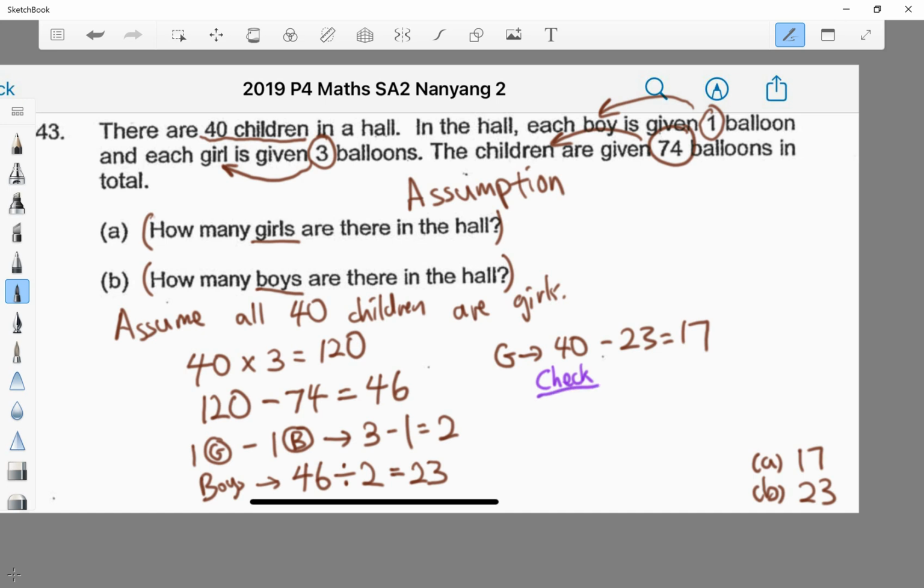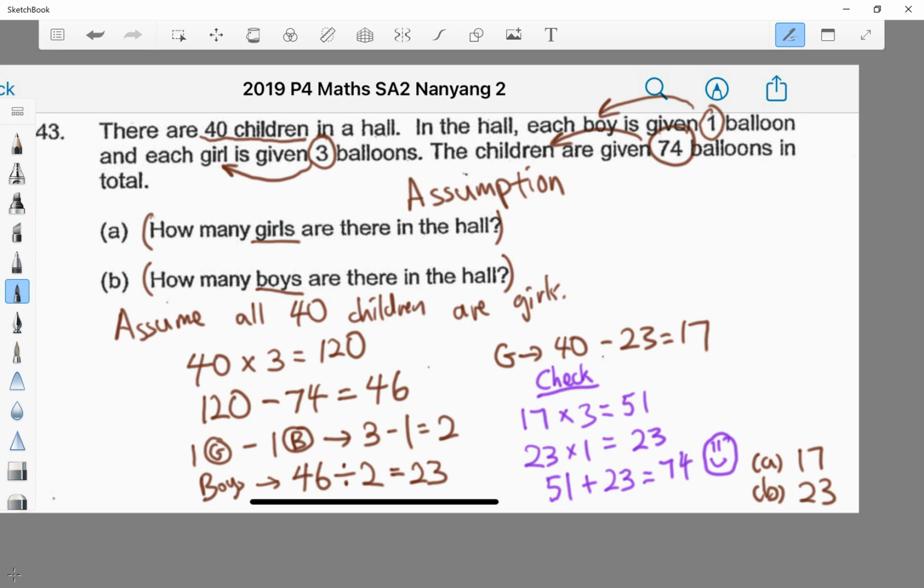I will actually use the 17 girls, and since every girl gets 3 balloons, right, 17 times 3, I work it out, I do my working, it gets me 51. What about the boys? The boys are only given 1 balloon, so there are 23 boys. So 23 boys, they're only given 1 balloon. The total balloons from the boys will just be 23, and lo and behold, if I add 51 from the girls and 23 from the boys, I will arrive at 74, which is the total balloons that is given to me by the question.